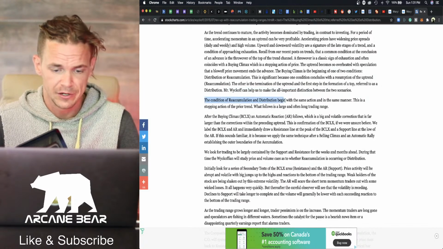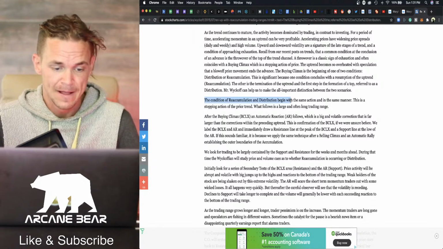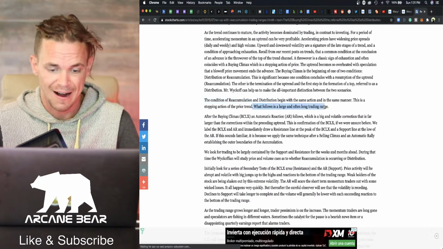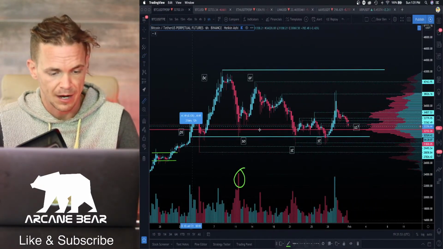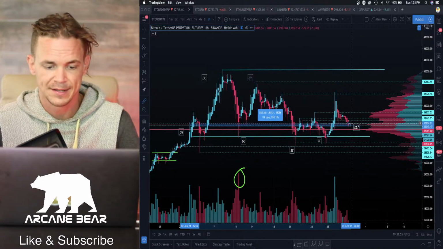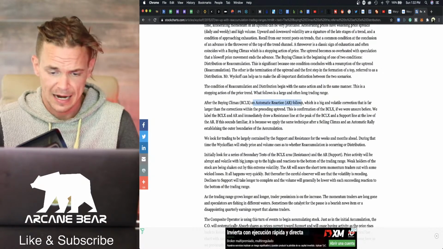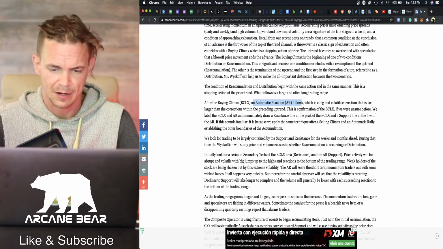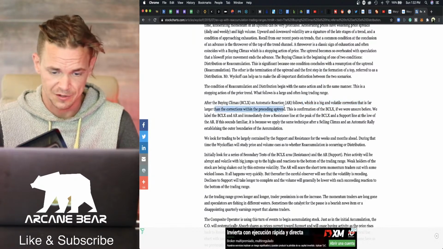The conditions of reaccumulation and distribution begin in the same manner. This is the stopping action of the prior trend. What follows is a large and often long trading range. Here we are now, sitting in an area from our primary support where we're already 31 days into this reaccumulation pattern. After the buying climax comes the automatic reaction, I call it the shakeout, I think it's easier to name it that way, which is a big deal, and the volatility correlates to that, which extends the correction preceding the uptrend.